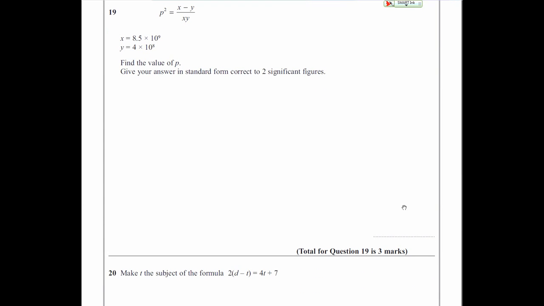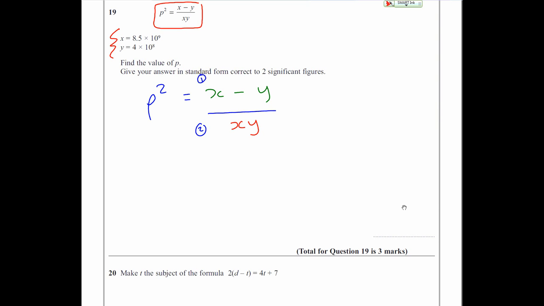Question 19. Find the value of p, give your answer in the standard form, correct to 2 significant figures. We've got a formula that p squared equals x minus y over x times y. What a horrible question, because look at x and y. Not very nice. I want us to split this up into parts. So p squared equals, first part, x minus y, divided by, second part, x times y. Now we can work out the 2 parts. Look what I'm doing on all these questions. I've split it up again into at least 2 questions.